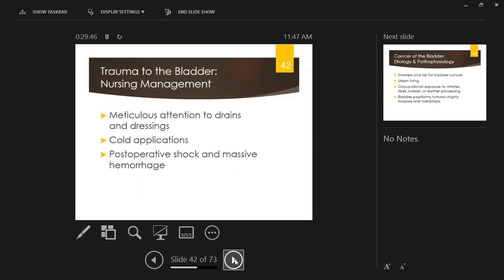Meticulous attention to drains and dressings is going to be very important after trauma to the bladder for the nurse. Also, cold applications to reduce inflammation. Postoperative shock and massive hemorrhage are a possibility, so be on the lookout for changes in the circulatory system or cardiovascular system, and be ready to alert the doctor to any changes.